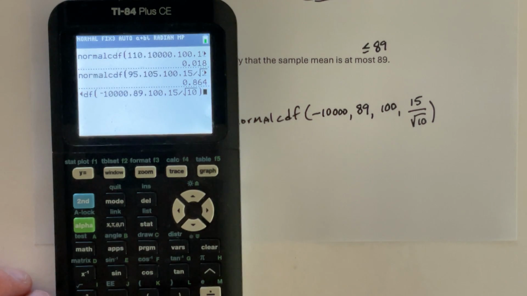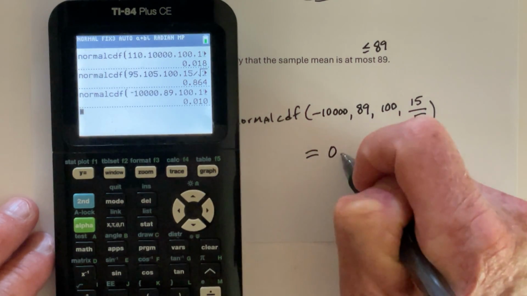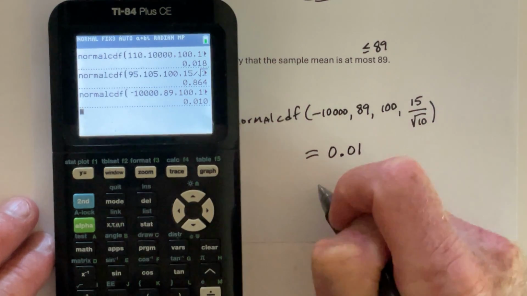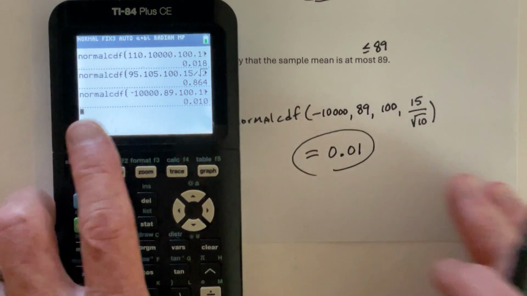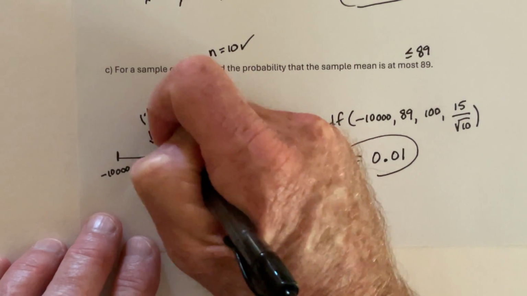And then it turns out that that's just going to be 0.01, or in other words, 1%. So this little tiny area is only 1% of the graph.